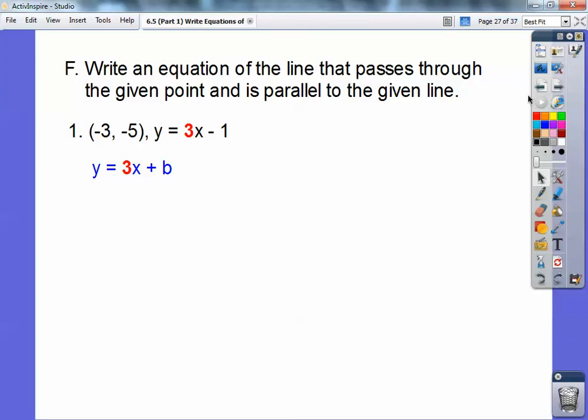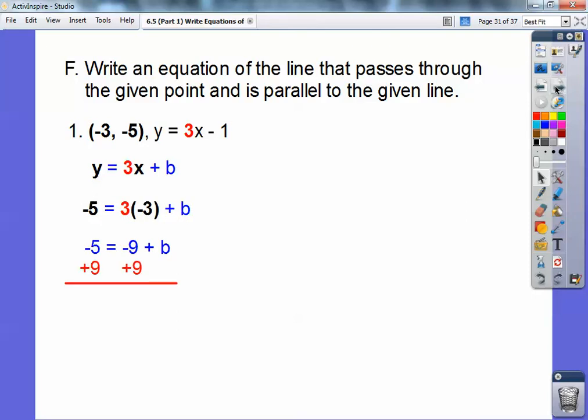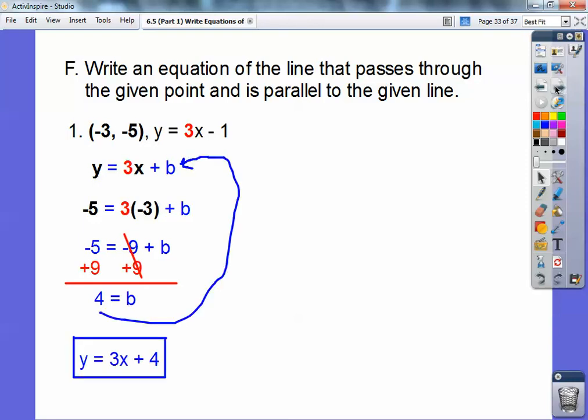Now what I'm going to do is substitute in the negative 3, negative 5. Negative 3 is for the x, and negative 5 is for the y. That'll get me b. 3 times negative 3 is negative 9, so I'm going to add 9 to both sides, and I get b equals 4. I'm not done. A lot of students think they're done right there. You have to put that back into your equation, and you should get y equals 3x plus 4.